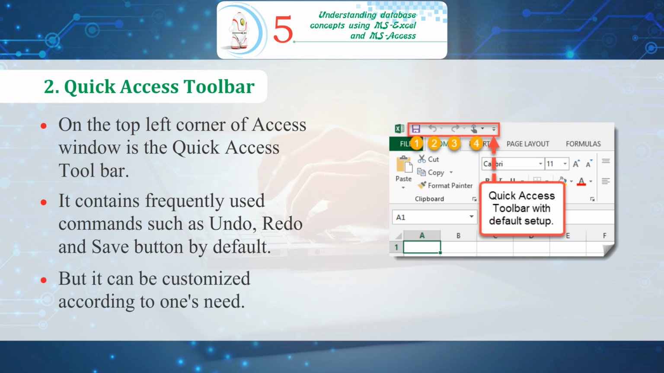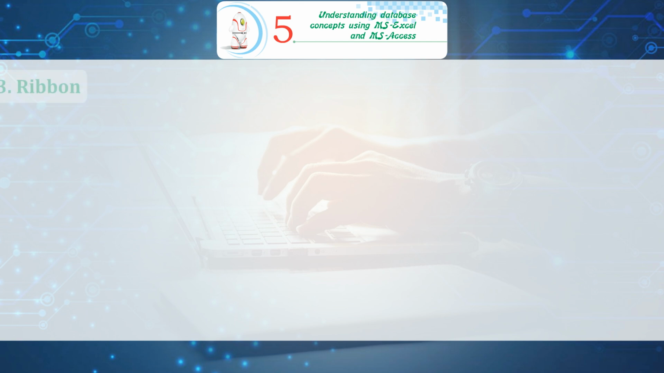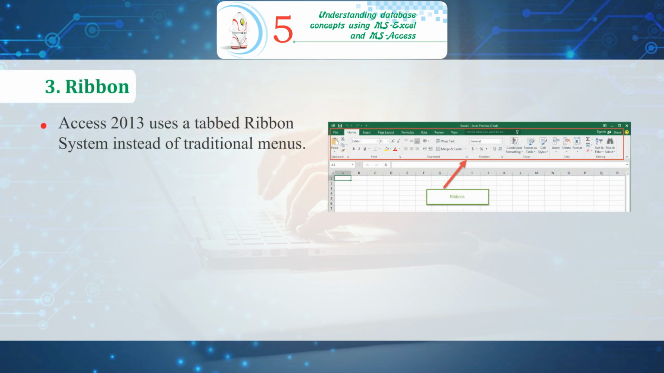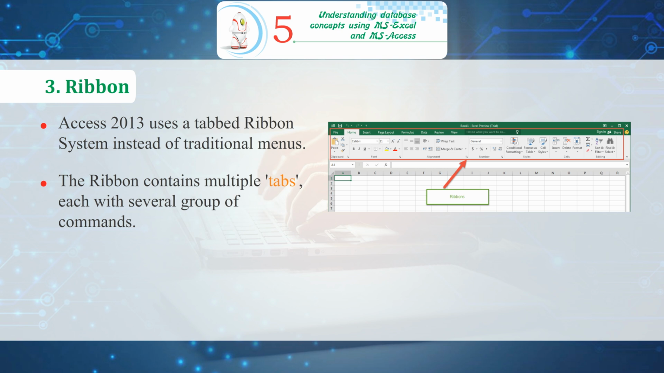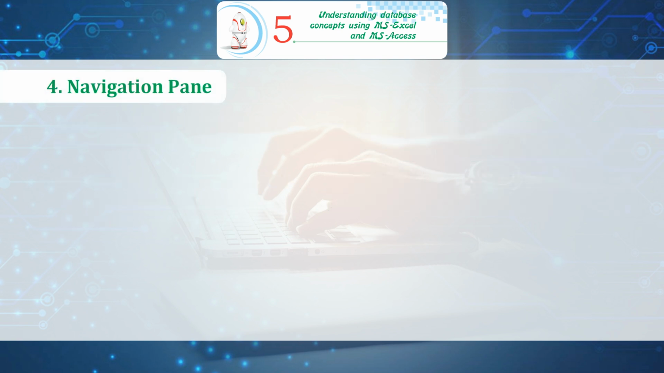But it can be customized according to one's need. 3. Ribbon. Access 2013 uses a tabbed ribbon system instead of traditional menus. The ribbon contains multiple tabs, each with several groups of commands.